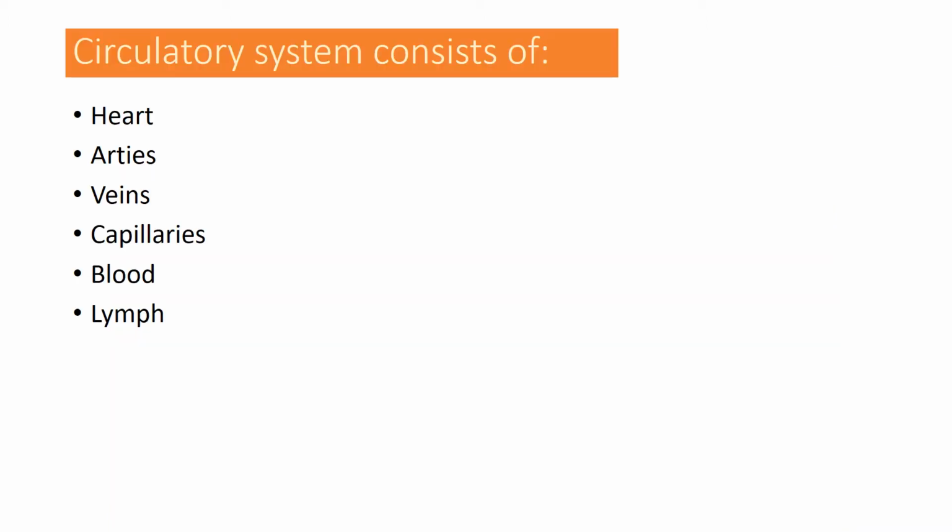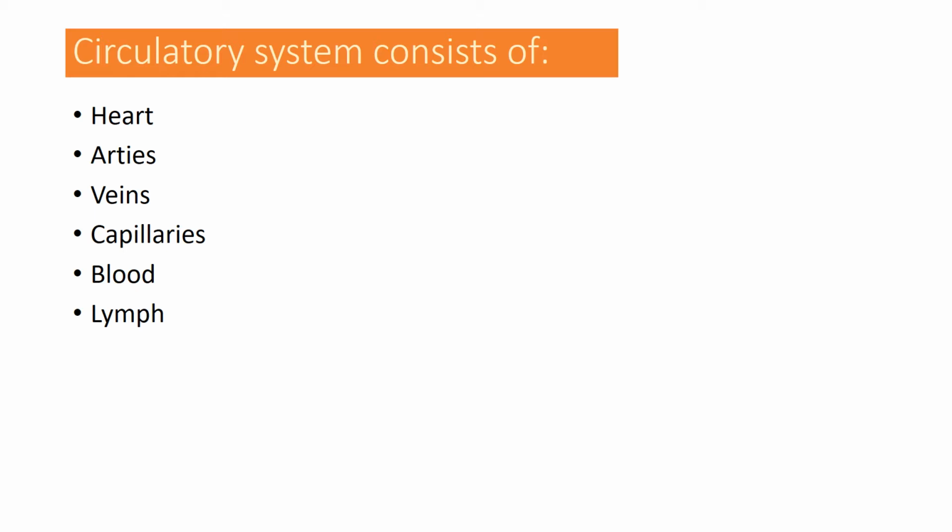Now, the circulatory system consists of the heart, arteries, veins, capillaries, blood and lymph. We know that blood transports oxygen, food and other waste materials in our body, waste materials like carbon dioxide, urea, etc.